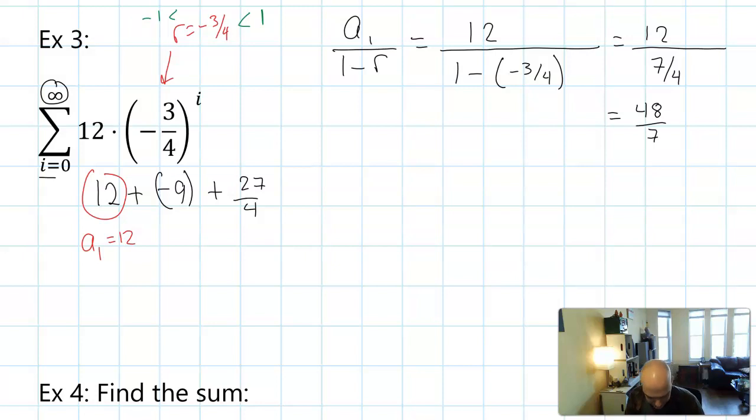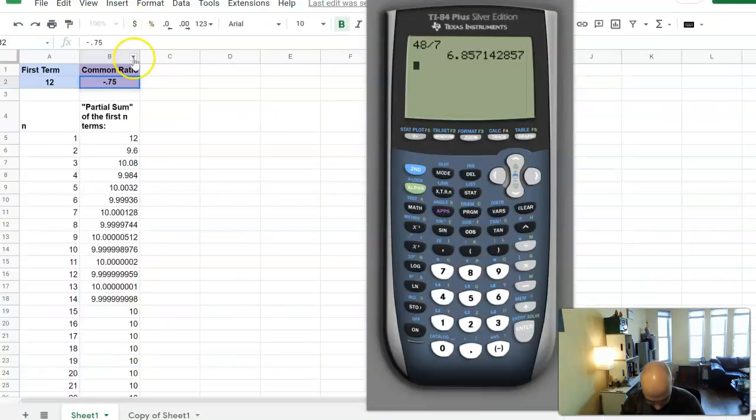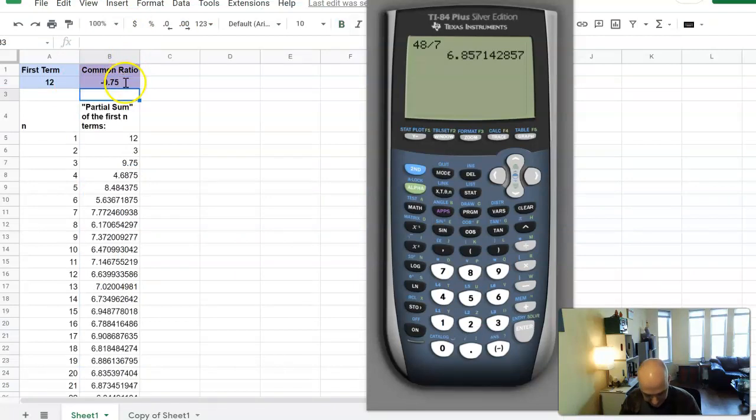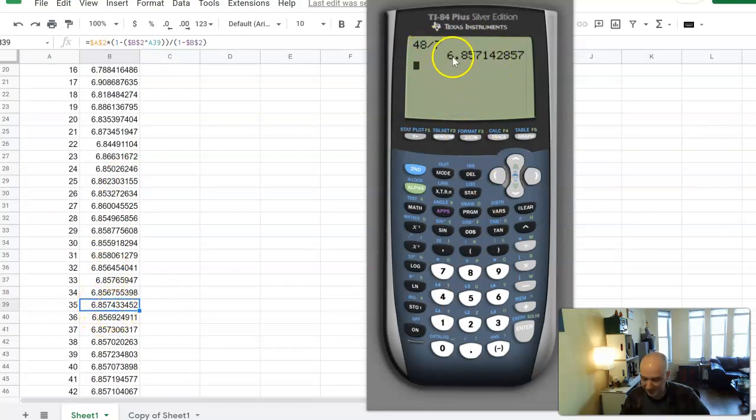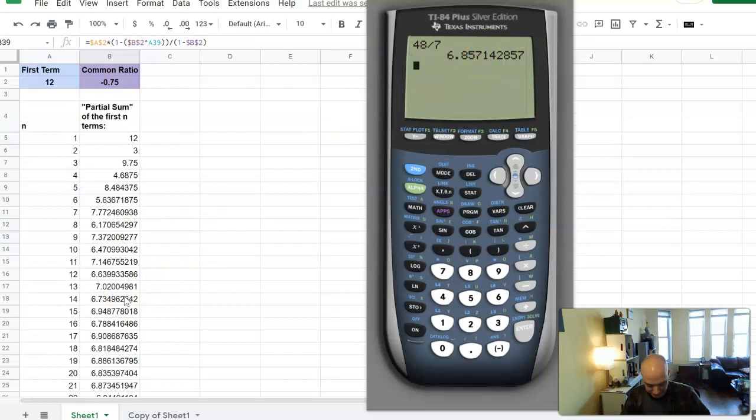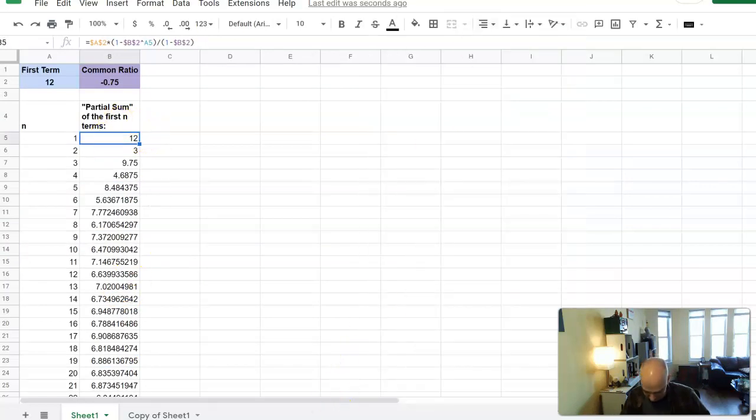Let's go back to our spreadsheet and see if this worked. All right, so we got a first term of 12, a ratio of negative 3/4. We go 12, negative 9, and so on, because we're bouncing up and down. We have a negative ratio. Eventually, we're approaching 6.857, blah, blah, blah. And look at that. That is indeed 48 over 7. So this works even if the numbers aren't nice. We can still see that you're going to approach a finite value of these partial sums. That's pretty cool.